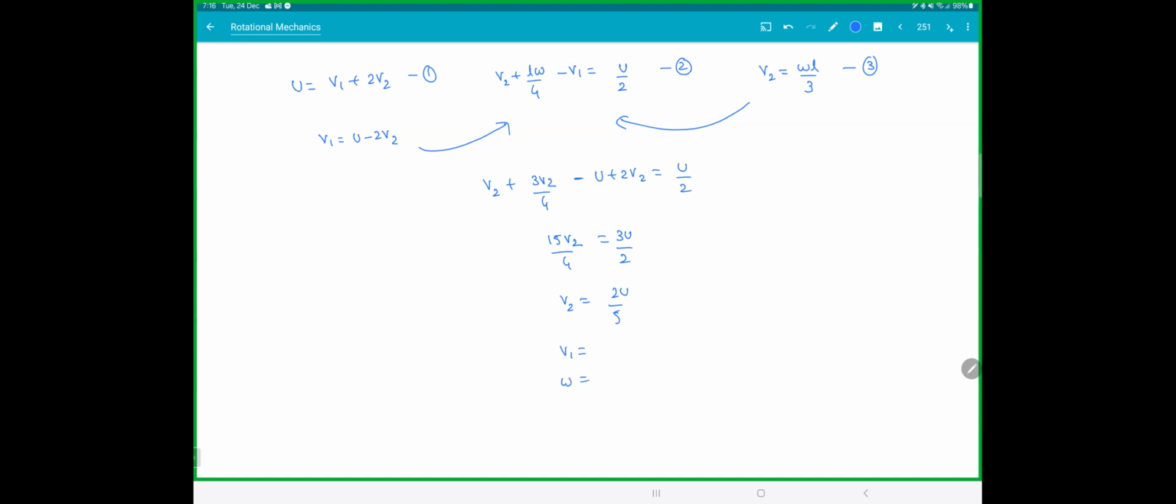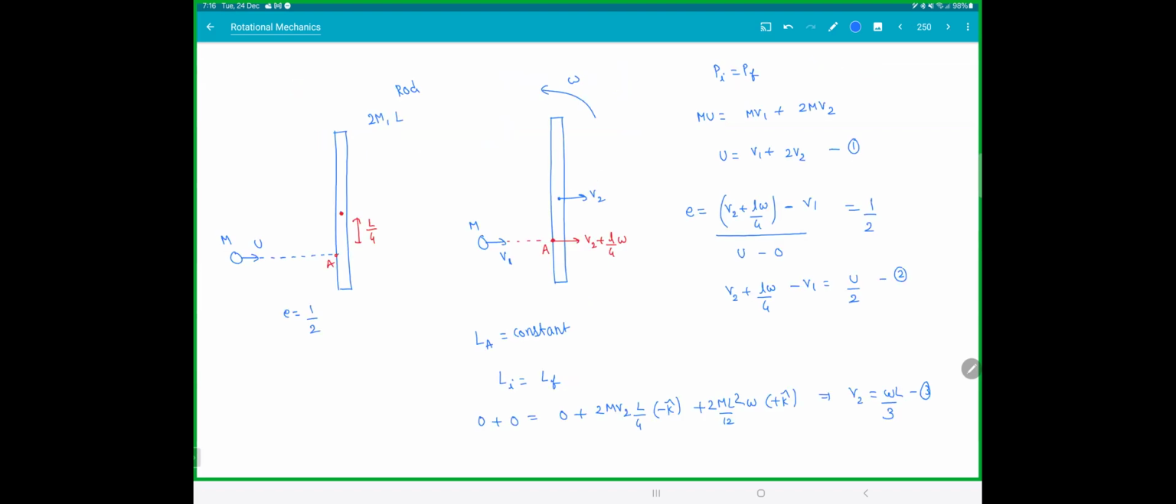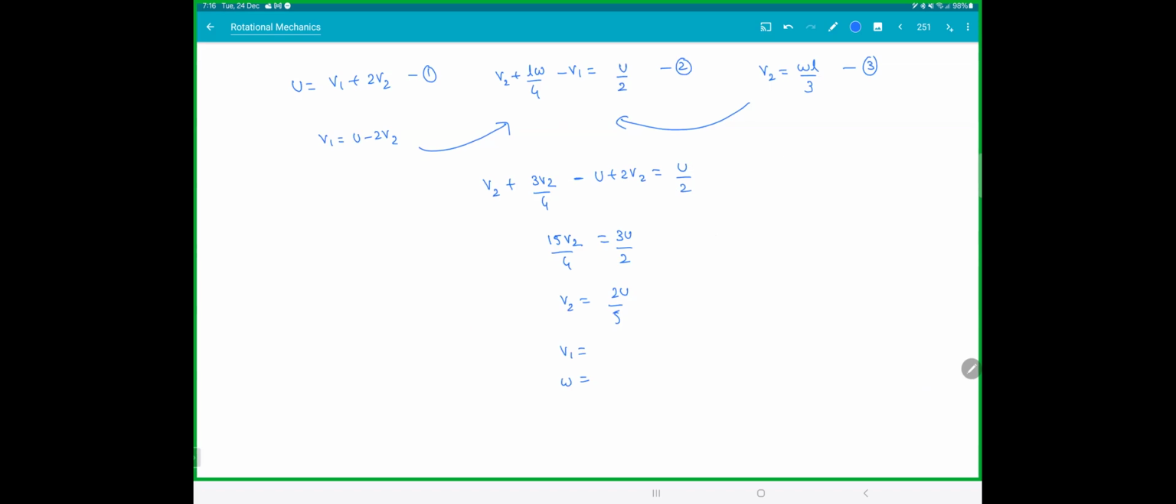Check. Solving is the easy part. Any doubts on the equations? Clear? If this page is clear, then this is fine. Let's see one more.